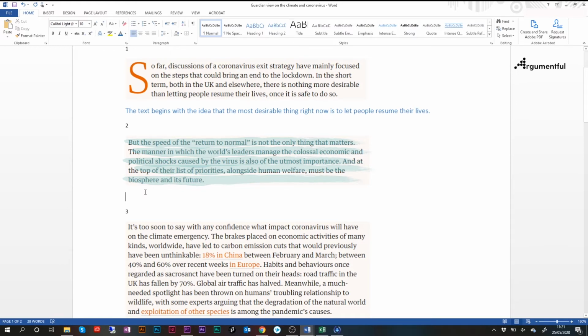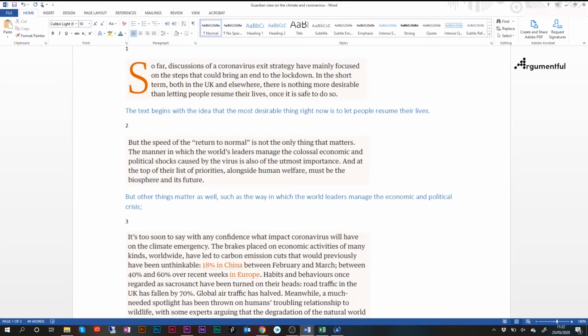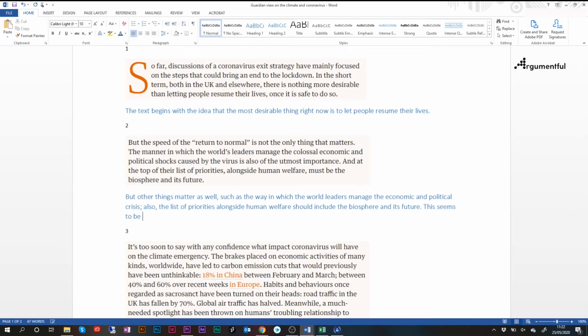and its future. So other things matter as well, such as the way in which the world leaders manage the economic and political crisis. And the list of priorities alongside human welfare should also include the biosphere and its future. Okay, so this seems to be a hint to the central idea of this text. But let's take a look at the next one.